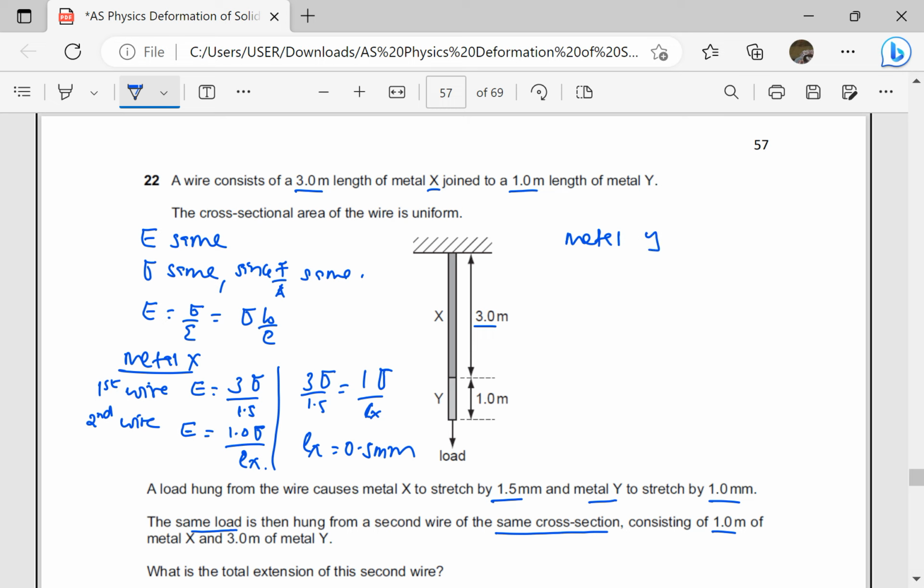So here the second wire will extend by 0.5 millimeters. Let's check metal Y. For the first wire, the Young modulus is going to be, for metal Y, the original length is 1 meter. So the Young modulus is going to be sigma times 1 meter. There's a 1 there because the length is 1 meter. Divided by the extension of the first wire for metal Y, which is also 1 millimeter.